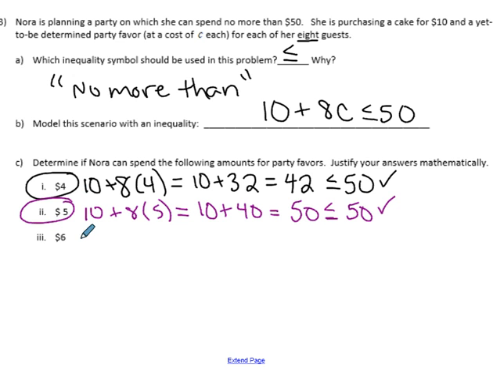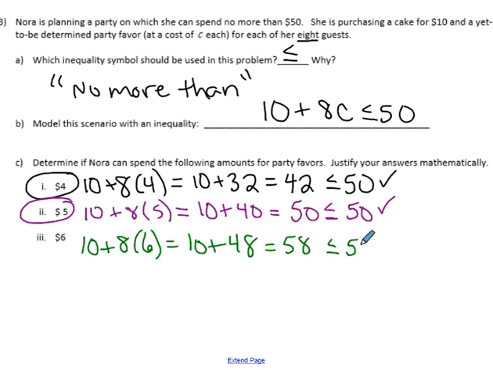So yes, this works as well. Now let's try $6. And some of you are already thinking, well, if these two both work, then 6 probably won't because this was exactly 50. And you're right with that, but I'm going to plug it in anyway so you can see. So 10 plus 8 times 6. Well, that would be 10 plus 48, and that would be 58. And is 58 less than or equal to 50? No, of course it's not. So no, that's not an option. So she can spend up to $5.